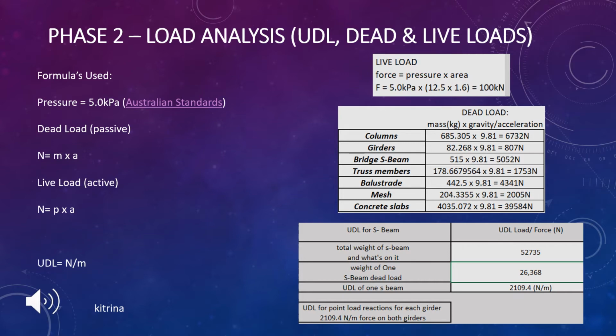By determining the dead loads, we were able to find the UDL of the S-beam by finding the total dead loads of everything on top of the S-beam itself, which gave us 52,735 newtons. We divided it by 2 to get the weight of one S-beam, and then from the UDL of one S-beam, we divided the weight by the length of the bridge, which gave us 2,109.4 newtons per meter. Using the UDL, we will determine the reaction forces from the structure, which will be explained in the next slide.